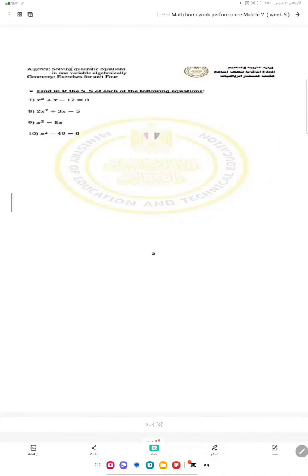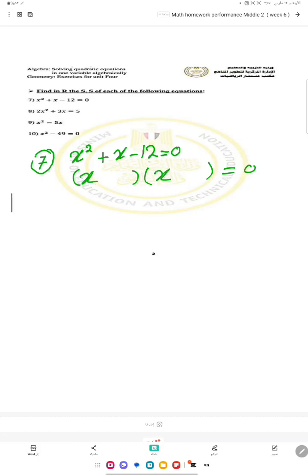Now let's start with the second part, algebra. Find in R the solution set of the following equations. Number 7, x squared plus x minus 12 equals 0. We can factorize this using a calculator, or let's do it together. Let's factorize: x squared will be x and x. The third term is 12, so we need two numbers whose product equals 12 and whose difference is 1, which is the middle term here, 1x.